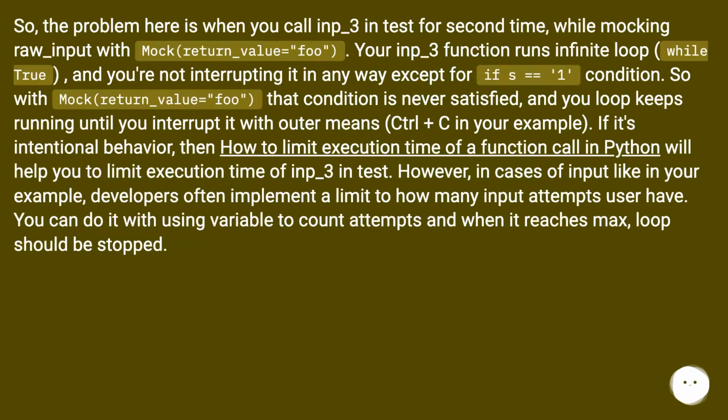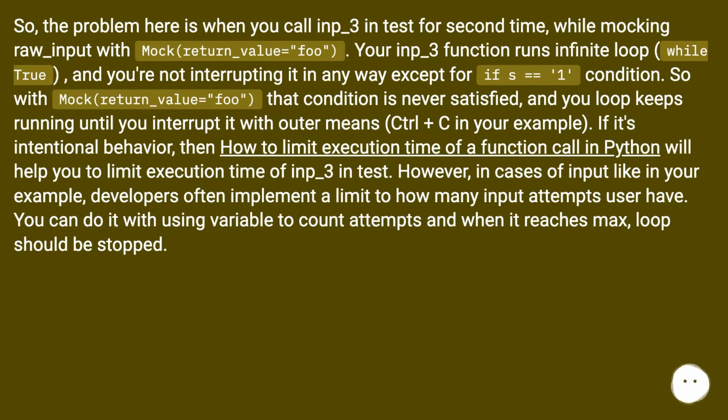So, the problem here is when you call INP_3 in test for second time, while mocking raw_input with mock, or return_value equals foo. Your INP_3 function runs infinite loop, or while True, and you're not interrupting it in any way except for if s equals 1, a condition. So with mock, or return_value equals foo, that condition is never satisfied, and your loop keeps running until you interrupt it with a keyboard interrupt, or Ctrl+C in your example.